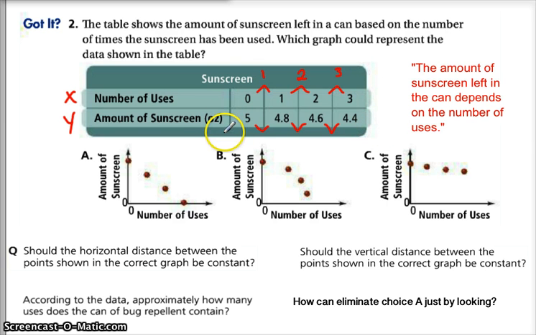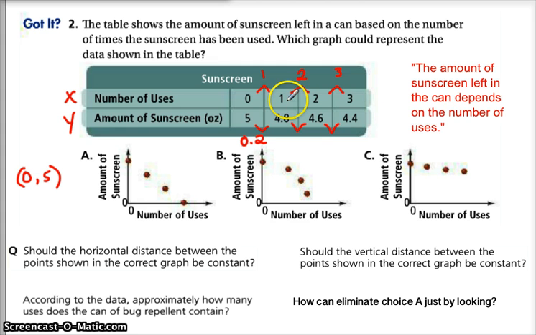So how much does it go down each time? Well, it starts out with 0 uses and 5 ounces. Incidentally, that's 0, 5, and we'll talk about what these coordinate pairs mean later. And after 1 use, you have 4.8 ounces. What's the amount of change? 0.2. 0.2 ounces in 1 use.